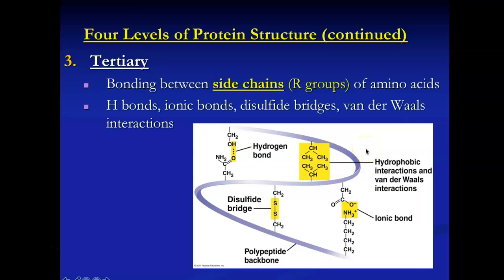This is the tertiary structure of a protein. All that long chain of amino acids, they're going to start interacting with each other. And these are the ways that they do it: hydrogen bonds, hydrophobic interactions, ionic bonds, and disulfide bridges.